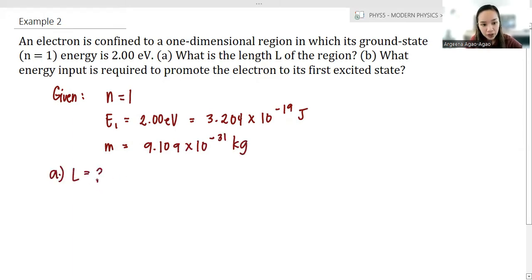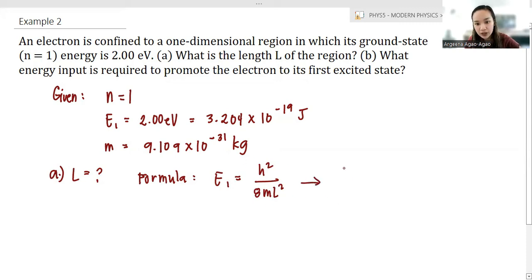This is what we are going to look for. For letter A, we will use the formula of E sub 1, that is h squared over 8 m L squared. So transposing this formula, where L will be left on our left-hand side, L is equivalent to the square root of h squared over 8 m E sub 1. Now, we are going to substitute our given values to this formula.